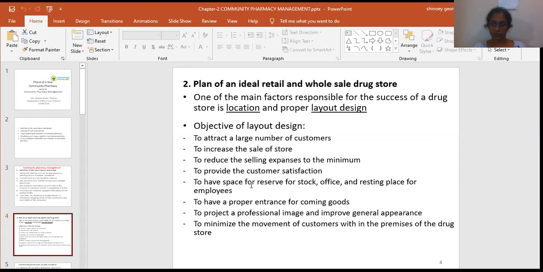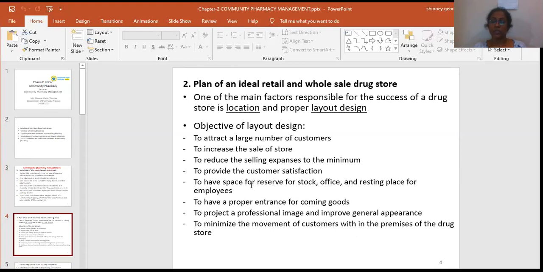There should be sufficient space for the office of the chief pharmacist, for storage of drugs and for keeping the drugs on the racks, as well as a proper resting place for the employees. A proper entrance is another thing which is very much essential while designing a community pharmacy. It helps in increasing the entry of customers into the pharmacy.